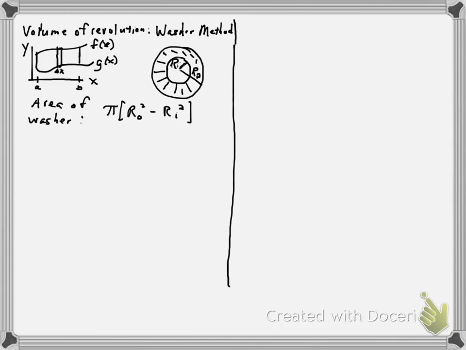If we construct an approximation for this volume using a sum and then take a limit as n goes to infinity, we get the following equation for the volume of this solid object. The volume, using the washer method, is going to be pi times an integral from a to b of f of x squared, that's going to be our outer radius, minus g of x squared.